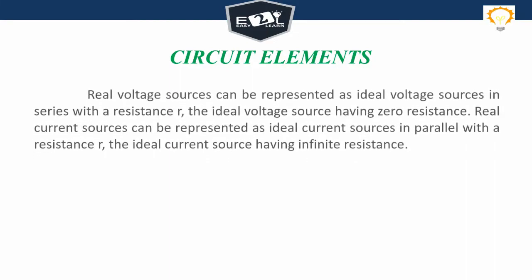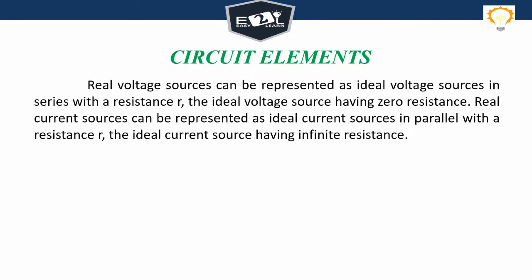Moving on, there are many other circuit elements we need to learn. Those are voltage and current sources. The real voltage sources can be represented as ideal voltage sources in series with a resistance. Here the ideal voltage source has zero resistance. Also, the real current sources can be represented as ideal current sources in parallel with a resistance. Here, the ideal current source will have infinite resistance.